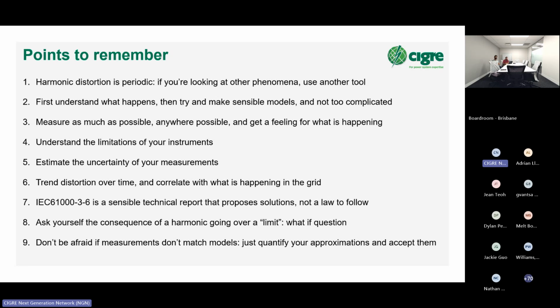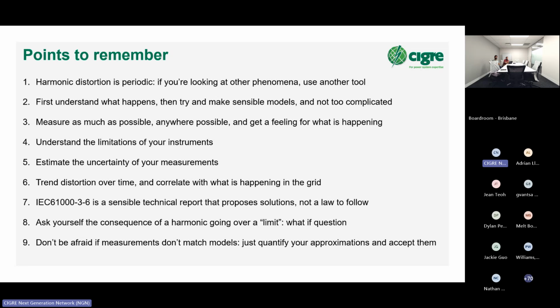Harmonic distortion is a periodic thing. If you want to look at other phenomena, don't use Fourier transform. Look at another tool. There are many. Again, I can't discuss it here. First, understand what is happening in reality, then try to make sensible models that are not too complicated. Why? So you can have control over them. If you have to choose 20 parameters, it is way more likely that you make a mistake than if you have to change 2. So again, less is more. Two parameters chosen carefully are much better than 20 parameters plugged in just because.